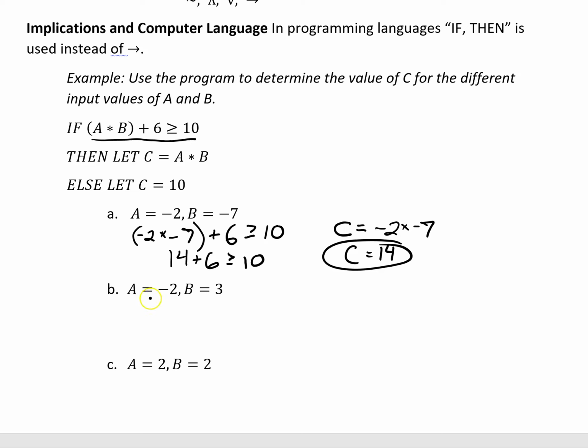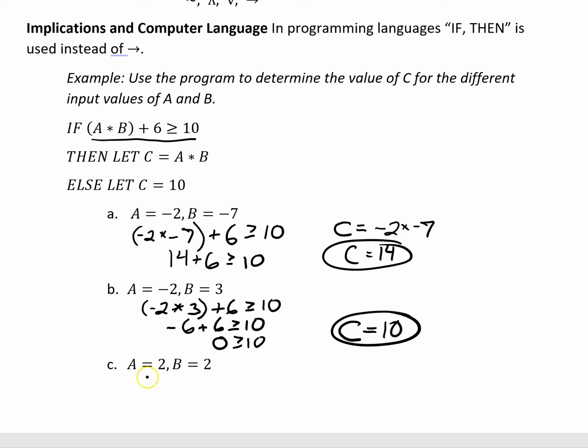Part B, this time A equals -2 and B equals +3. So we have -2 multiplied with 3. I'm going to add 6 to it and see if it's greater than or equal to 10. So -6 plus 6 greater than or equal to 10. Well, I end up with 0 is greater than or equal to 10. That's false. Since it's false, we don't use the then let. Instead, we use the else let.